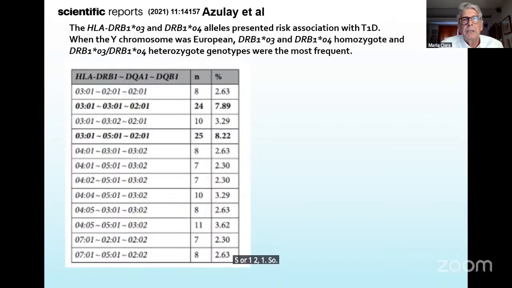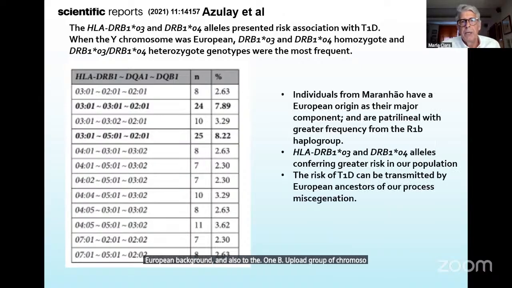So these DRB103 and DRB104, when they are present, whether in heterozygosis or homozygosis, are much more frequent and associated with the European background and also with the R1b haplogroup of chromosome Y. So this insisted to us that there is probably an influence of the European background in type 1 diabetes, but as we are admixed people, those marriages are also giving the descendants this haplogroup and conferring risk to admixed people.